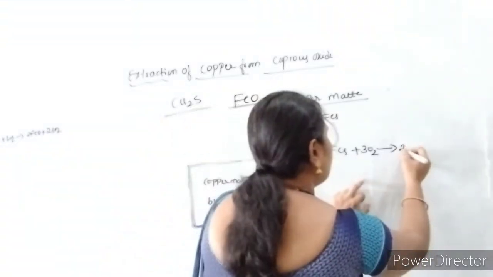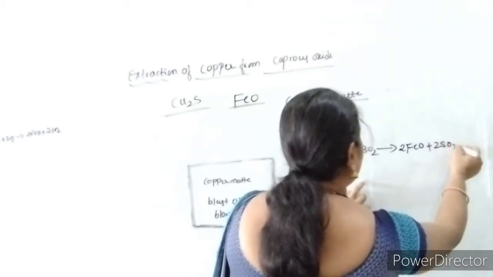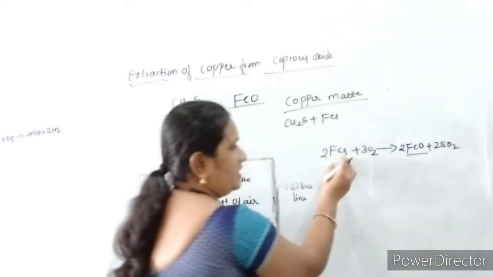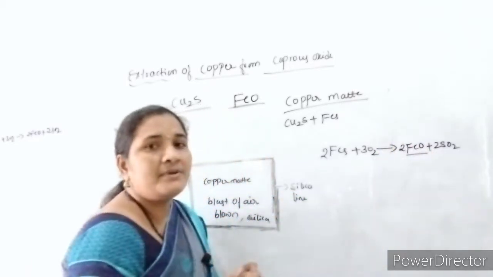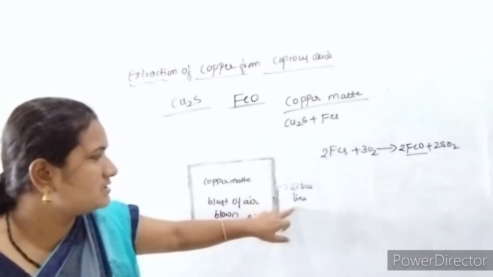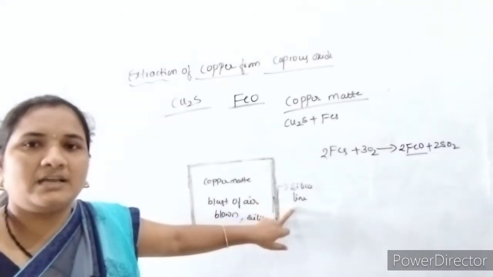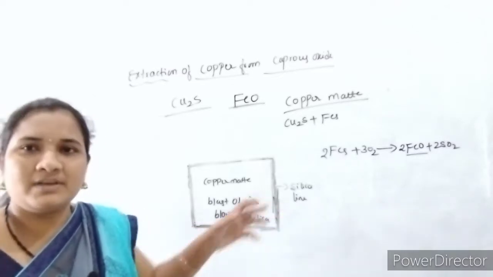So that is nothing but the 2FeO with the liberation of sulfur dioxide. Here we are going to convert sulfide into ferrous oxide. Now it will be easy because ferrous oxide can react with silica, so it can be converted into slag. So we can remove that slag very easily.